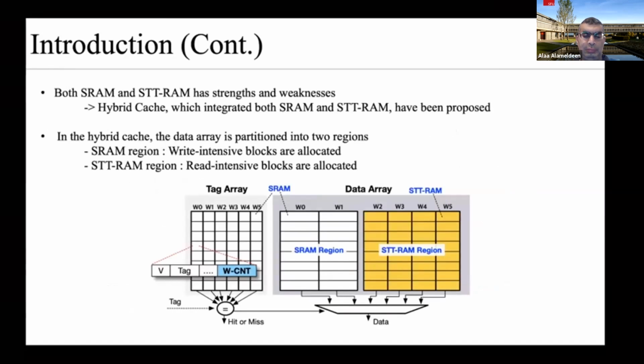Write-intensive blocks are allocated in the SRAM region to mitigate the long write latency of STT-RAM, and as the read latency of STT-RAM is low, read-intensive blocks are allocated in the STT-RAM region. Thus, an optimal block placement policy is crucial for hybrid cache.